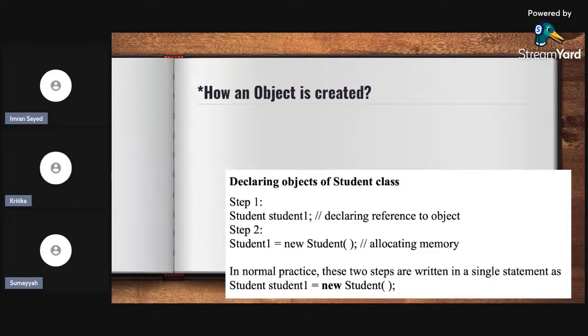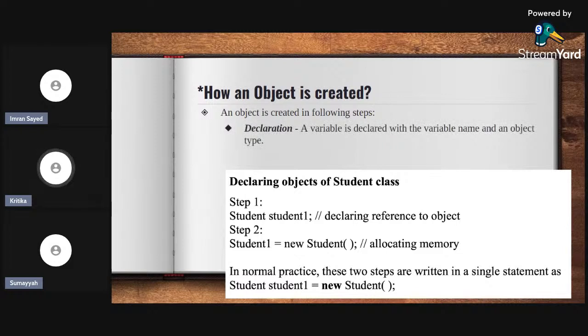How an object is created. An object is created in the following steps. A declaration: a variable is declared with the variable name and an object type. Instantiation: allocate required space to the object using new operator. Declaring objects of student class. Step 1, student1 semicolon. Step 2, student1 is equal to new student, open close brackets, semicolon. This allocates memory. In normal practice, these two steps are written in a single statement as student1 is equal to new student, brackets, semicolon.